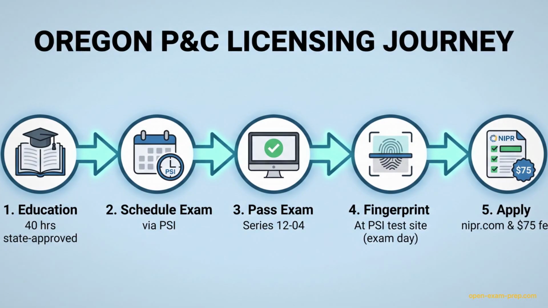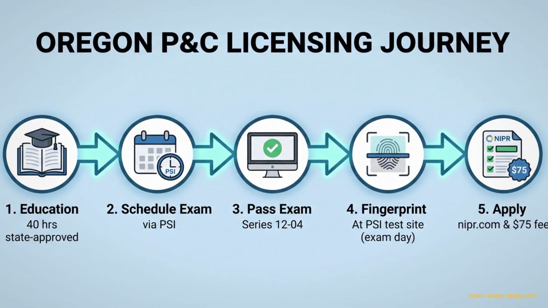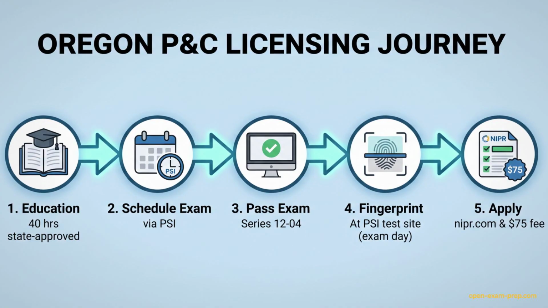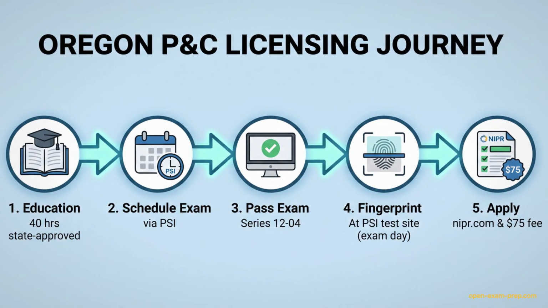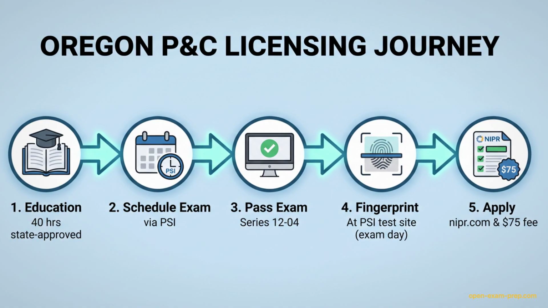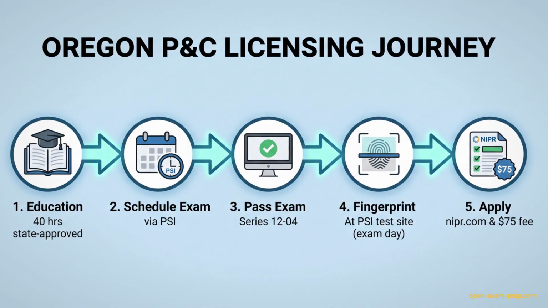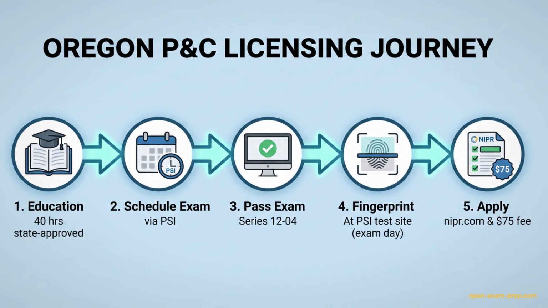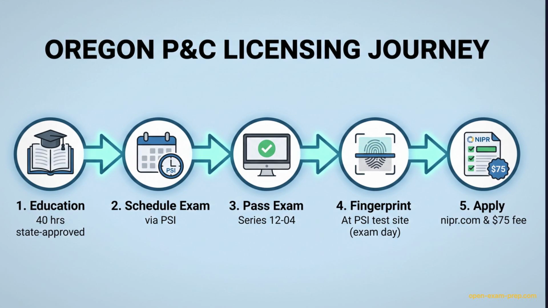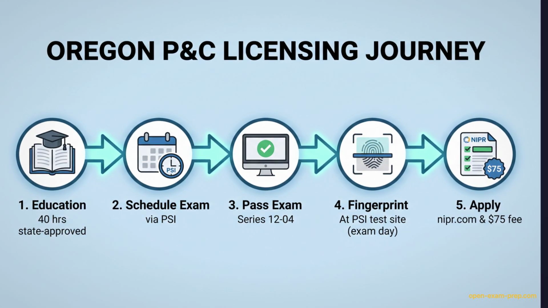The path to getting licensed is a clear, multi-step process. It starts with completing 40 hours of state-approved pre-licensing education. Once you have your certificate of completion, you can schedule your exam with PSI. After you pass, you'll get fingerprinted right at the test site. The final step is to submit your official license application online through NIPR, along with the required fee. Once your background check clears and the application is processed, you'll be an officially licensed producer.